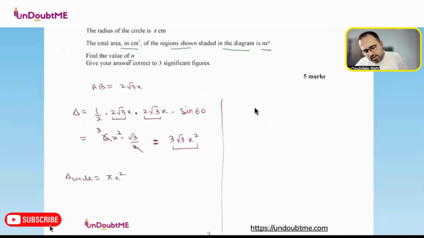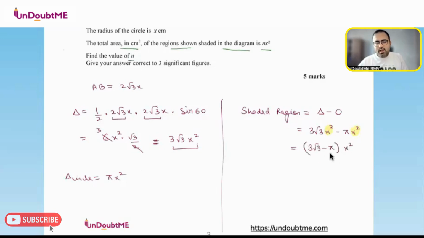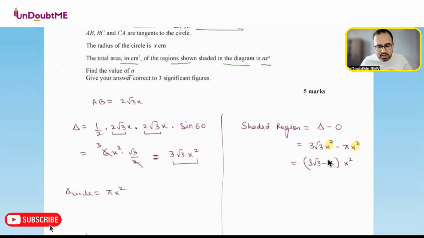Now, as I told that if I want shaded region, then it will be triangle minus circle. That is 3 root 3 x square minus pi x square. And from both, it is clearly visible that this x square is common. I can take it out, like I can factor it out. I will be left with this. And 3 root 3 minus pi can be solved using calculator to get answer to 3 significant figures.